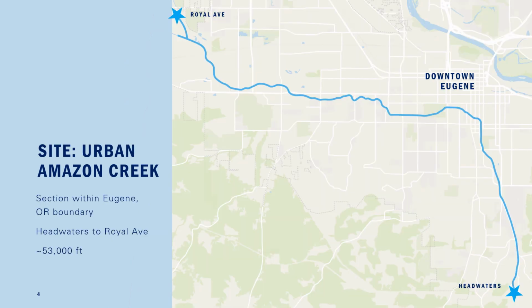So the site I looked at specifically runs from the headwaters in South Eugene near Frank Kinney Park to Royal Avenue at the edge of the city boundary. This project was meant to be kind of a wide-reaching overview of the entire urban section of the creek.